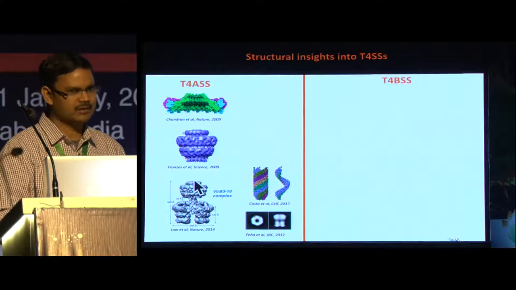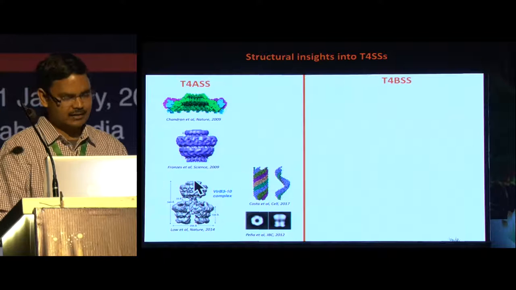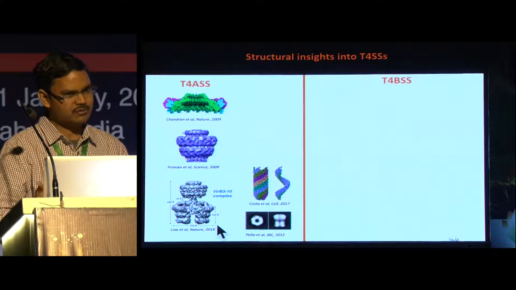So how exactly does it secrete all the effectors? We know very little about that. As I say, it has 8 out of the 12 components, and this is at much lower resolution. So we know very little about the type 4A secretion system.